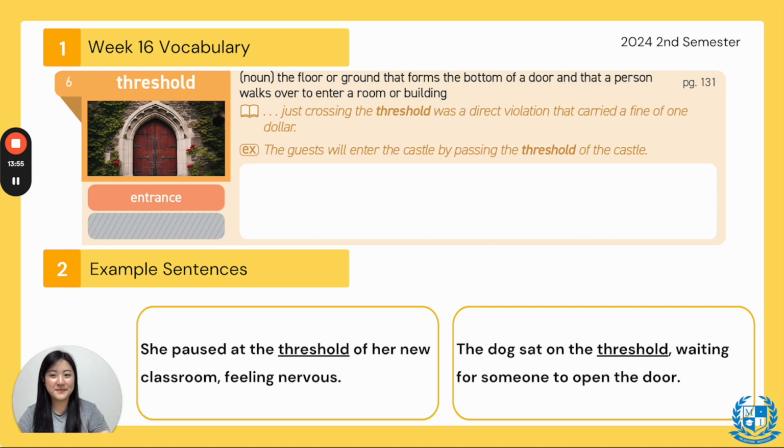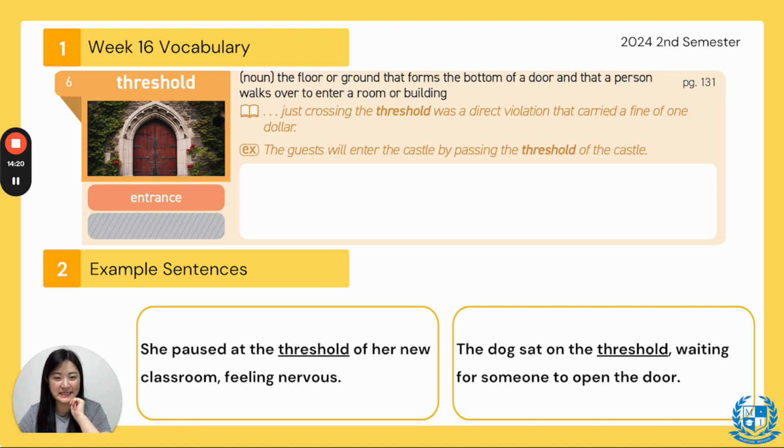Let's look here. She paused at the threshold of her new classroom, feeling nervous. Have you ever gone to a new class before, and right when you walk over to the threshold and enter into that classroom, you may feel a bit nervous, right? I don't know if I've ever felt excited about a new classroom, but I've definitely felt nervous.